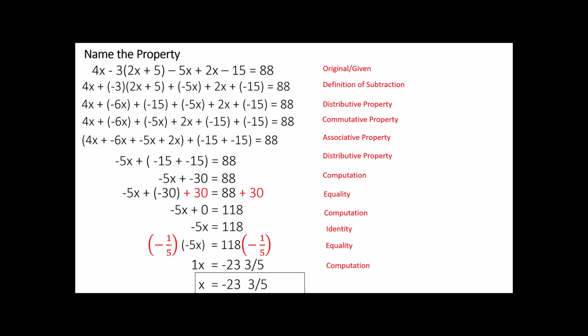Finally, I do this. I got rid of a times 1. What rule says you can get rid of a multiplied by 1? That is the multiplicative identity, as I started off telling.